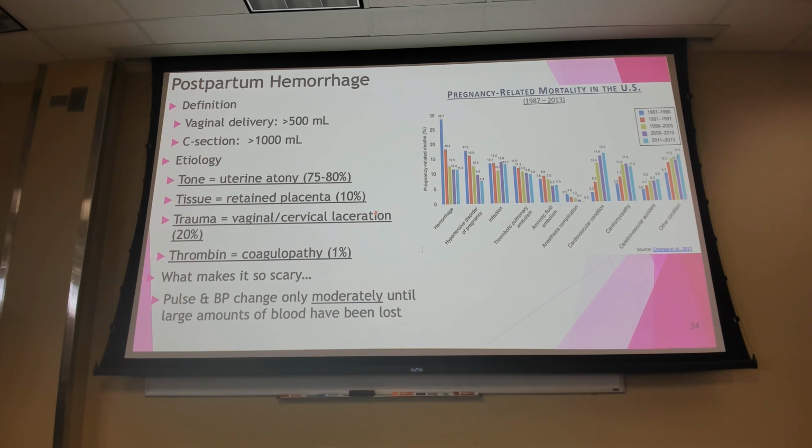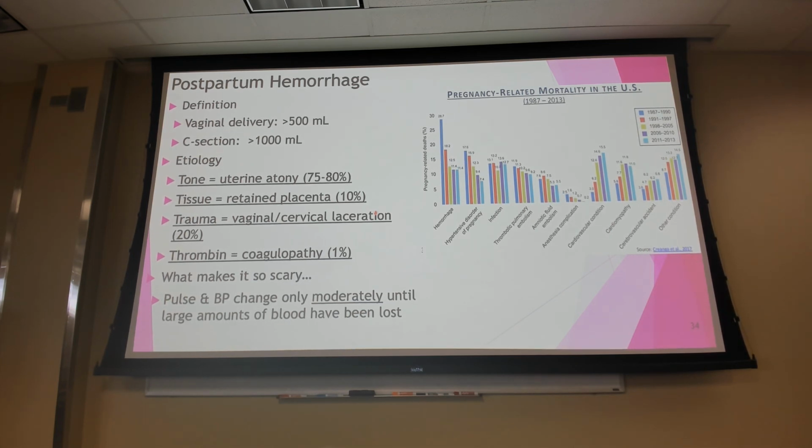Usually it occurs within 24 hours, but actually postpartum hemorrhage can occur even 12 weeks after mom delivers the baby. It is defined as greater than 500 cc's blood loss in a vaginal delivery or 1,000 cc's lost in a C-section.